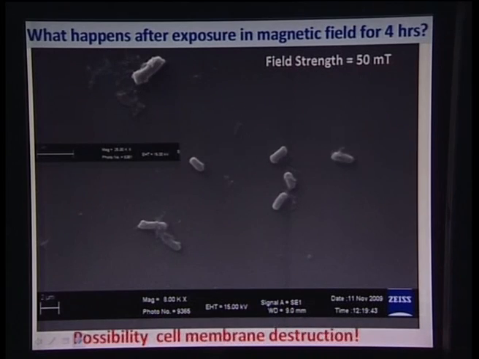This is a relatively high magnification image, essentially showing the possibility that cell membranes are disrupted and intracellular elements are coming out of the individual bacterial cells, and therefore it causes the death of the bacteria. However, we are still looking into the possible mechanism of the bacterial cell death.